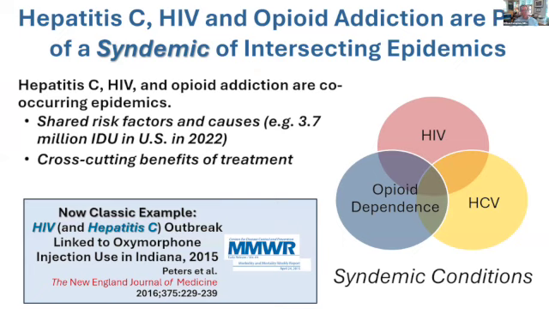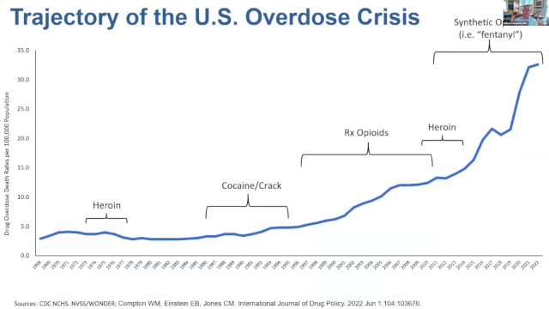And there certainly is a classic example of how this synergy came together in terms of the outbreak in Indiana in 2015, where because of intense injection of oxymorphone prescription opioids, we saw an outbreak of HIV and hepatitis C in a small rural county in southern Indiana. Now, I have some more recent data from one of my colleagues, Dr. Stephanie Strathy and colleagues, that helps illustrate how these crises come together, how these issues come together.